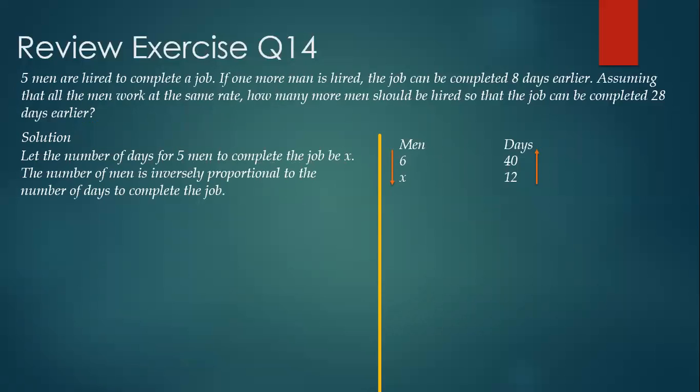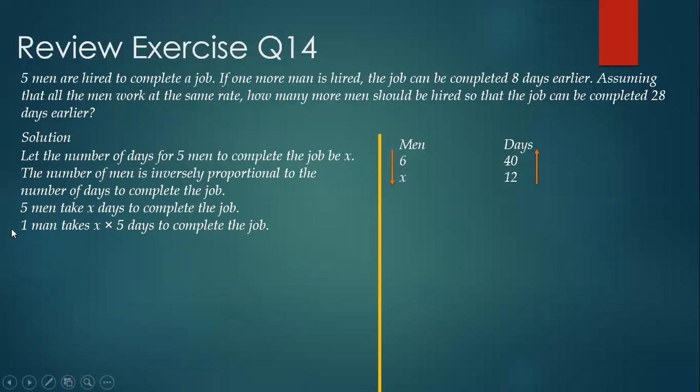Now, you know that if you have more men, you can finish the work in fewer days. So that means the number of men and days are inversely proportional to each other. So if 5 men take X days to complete the job, and if you're doing the unitary method, 1 man will take 5 into X days to complete the job. Rather than dividing, we are multiplying because they are inversely proportional.